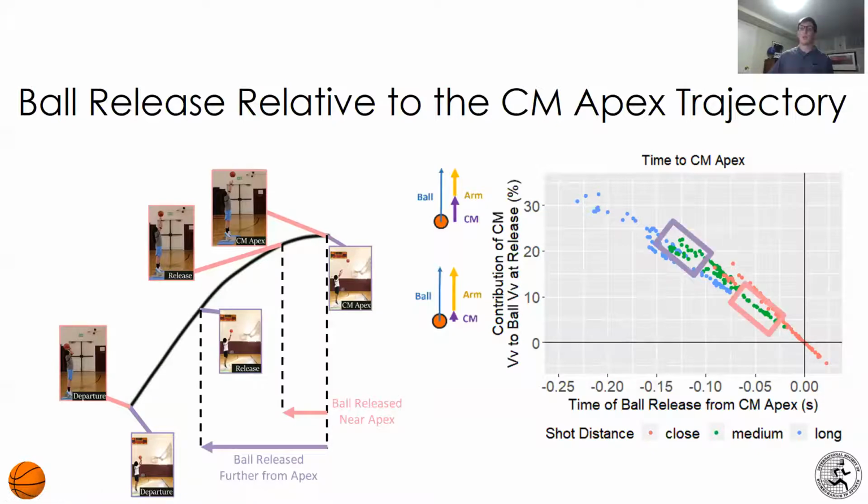This can be seen using the two participants on the left-hand side as examples. The one in purple released the ball earlier relative to, or further from, the center of mass apex trajectory, which resulted in a higher contribution coming from the center of mass vertical velocity. While the participant in pink released it closer to the center of mass apex, which then resulted in less of the vertical velocity of the ball coming from the center of mass.